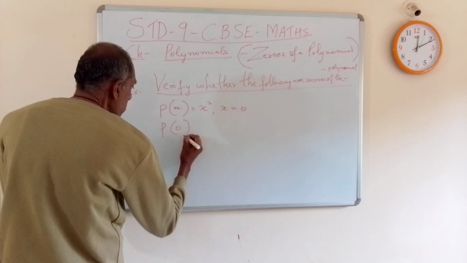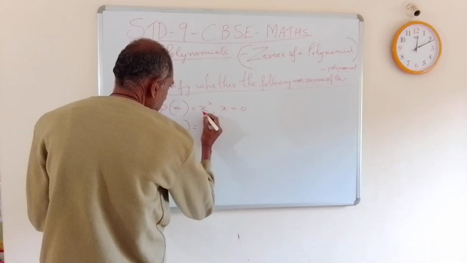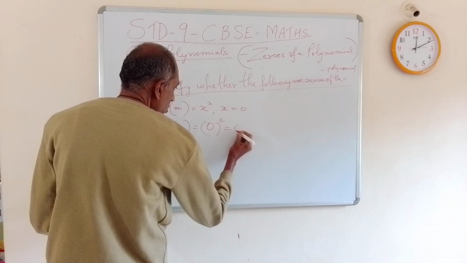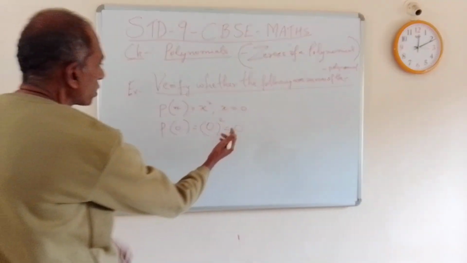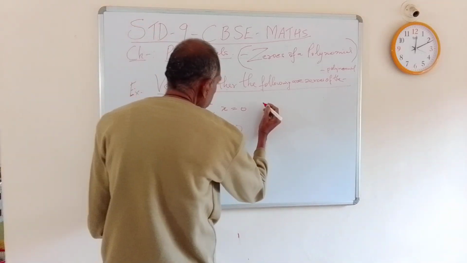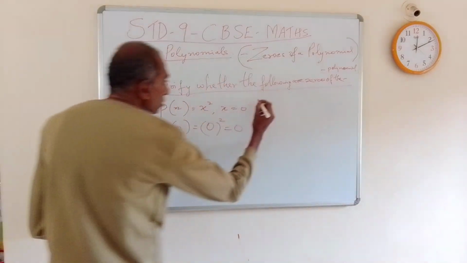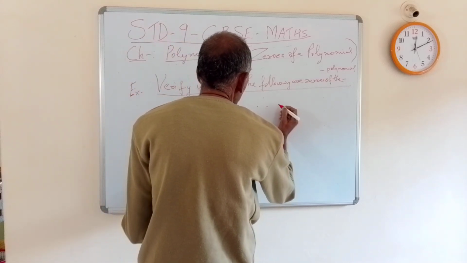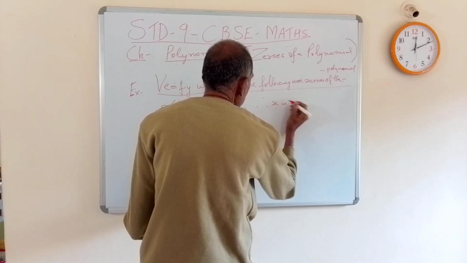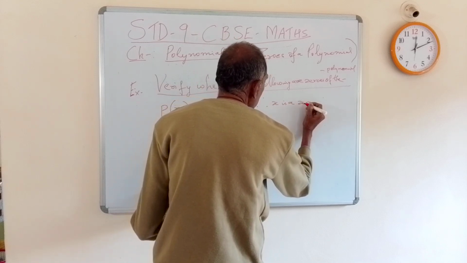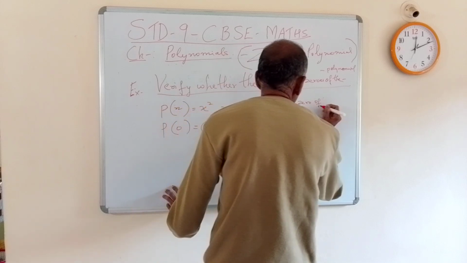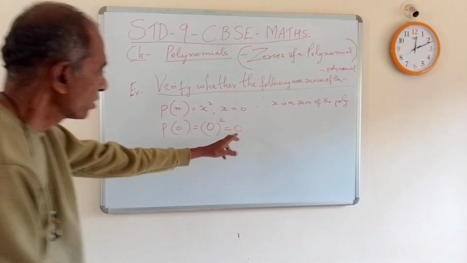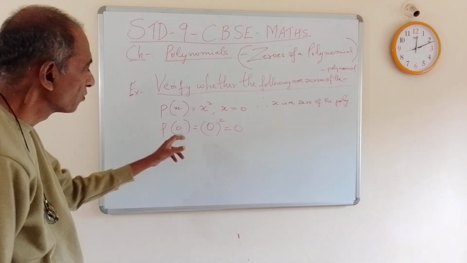p(0) is equal to x square, so x again is 0. So it will be 0 square, that is 0. So we know that, therefore, x is a 0 of the polynomial. Okay, so here we see that x is the 0 of the polynomial.